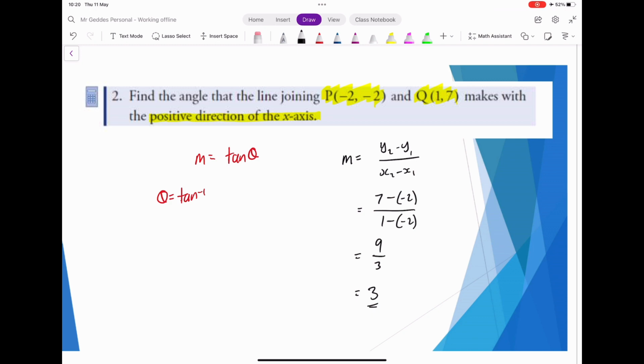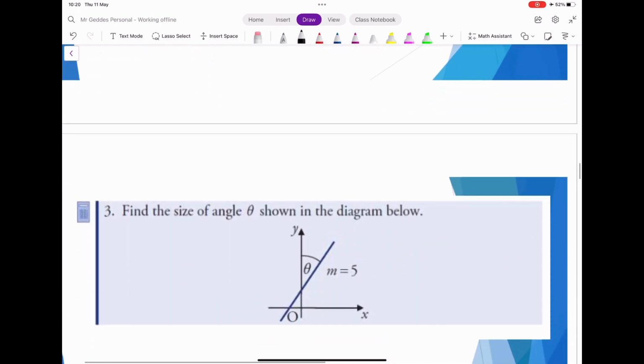We want the angle with the positive direction. So we can take that 3 and we'll sub it in over here, and we'll find tan to the minus 1 of 3. And that's going to tell us the angle this time. So you can use it backwards. You're given the gradient, you can find the angle. 71.6. Okay, so that's a different spin.